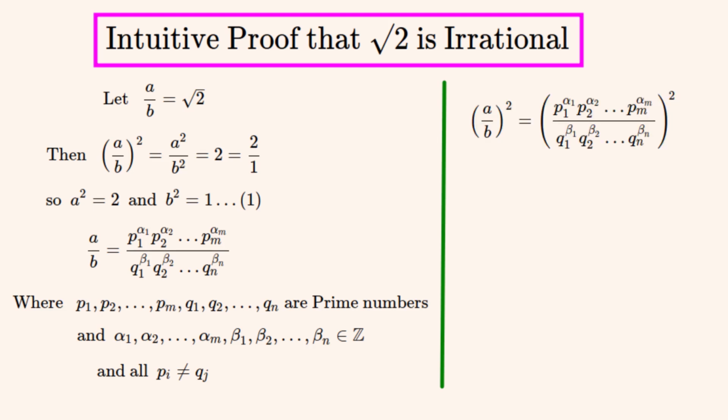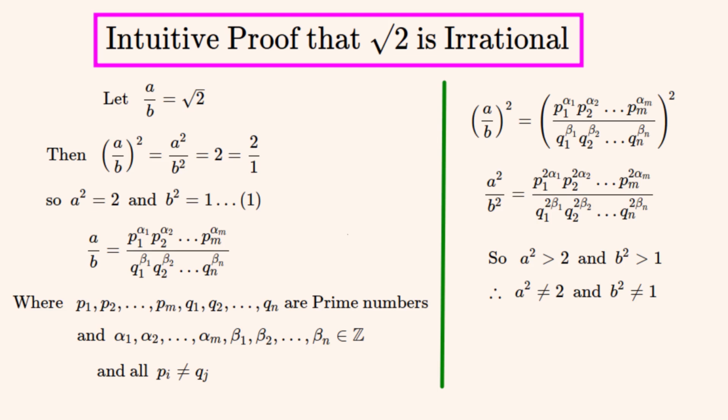And now to square this fraction. We'll get this fraction, which obviously has a larger denominator and numerator after we square it, because these numbers never cancel, because there's always different primes on top than on bottom. This is why this fraction can never be equal to 2. So we could already end the proof here, saying that a squared is always greater than 2 and b squared is always greater than 1, and so there's a contradiction, but this proof needs to be a bit more thorough.